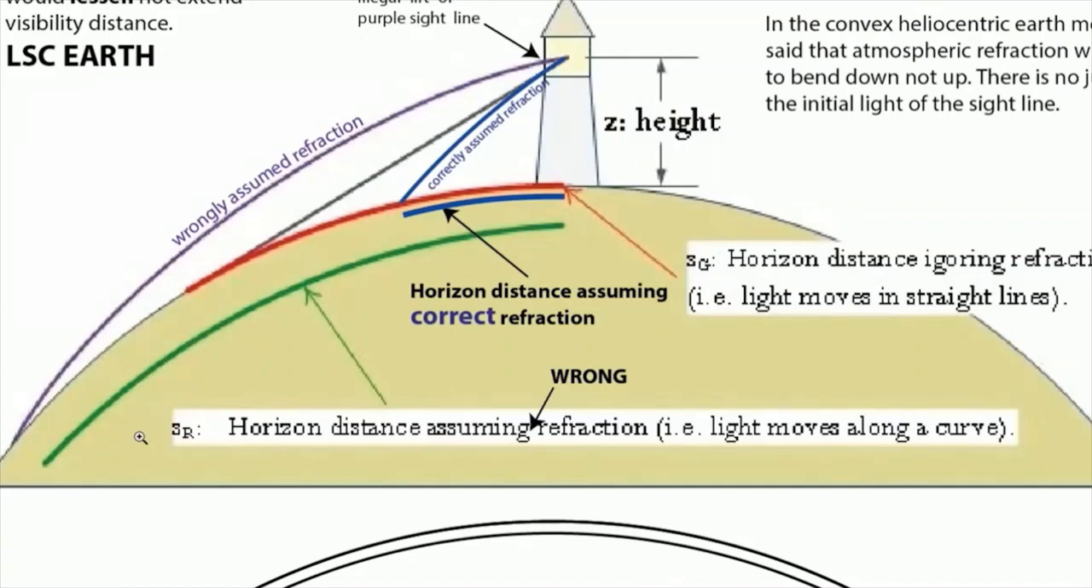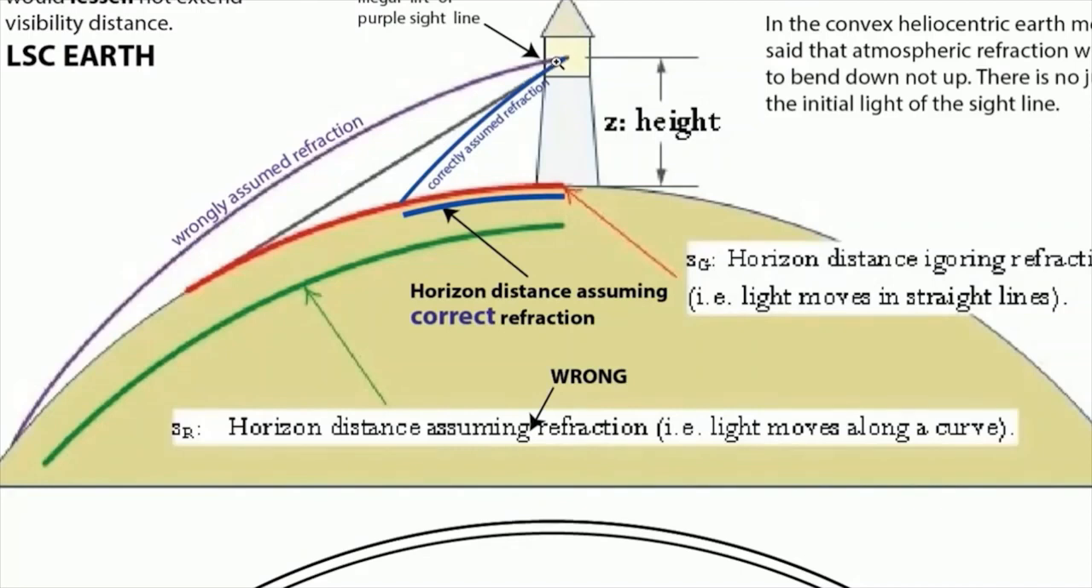But their error lies with the initial observer, and there's no justification for this lift of this purple sightline here. Since they say that atmospheric refraction will cause the light to bend down, there's no justification whatsoever to lift this purple line initially like that. And so I corrected it with my blue line here.